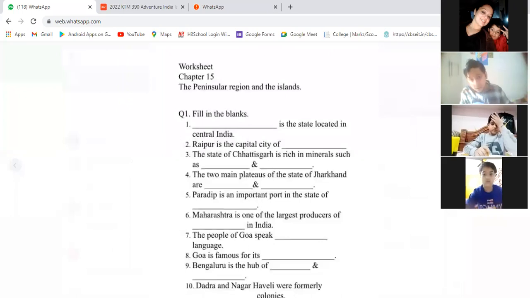Okay, see. You have to write the heading as it is. Children, I'll do one thing. I'll send this worksheet in both the classes. You can see it from WhatsApp also.